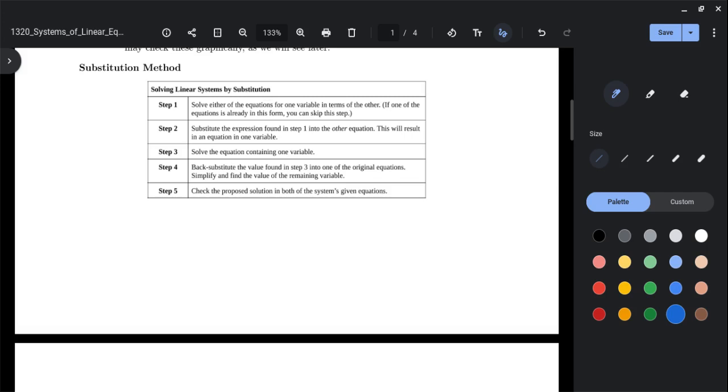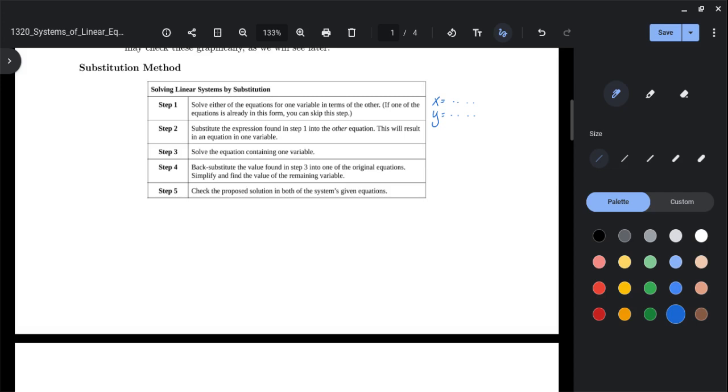Now, one thing that I want to point out is that step 1 says that we are solving either of the equations for one variable in terms of the other. And this helps us identify when the substitution method is going to be the most useful. And that is if we are already given an equation in our system that's already x equals and then all of our stuff, or y equals all of our stuff. This has already isolated the variable, and this is going to lend itself very nicely to the substitution method.